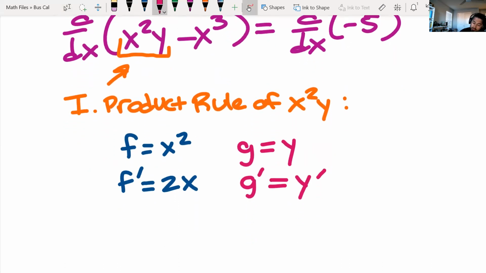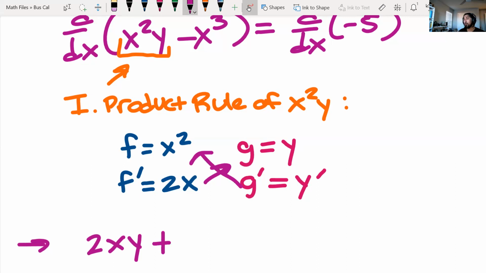Which means let's continue. Follow your product rule. F prime g, continuing here, 2x y, plus g prime f. So y prime times x squared, but I like to write it with the x squared first. So we'll say x squared y prime. Why is that? I just don't like the way it looks when I say y prime x squared. But if you like the way that looks, that's fine.